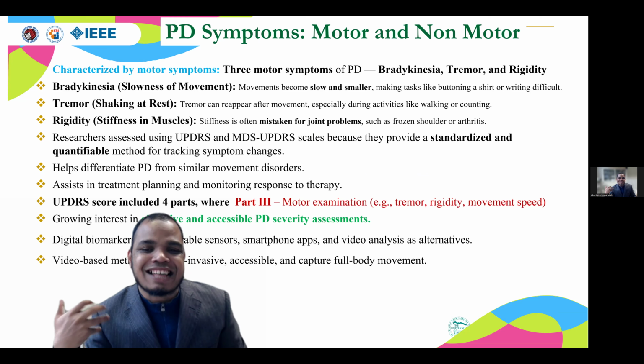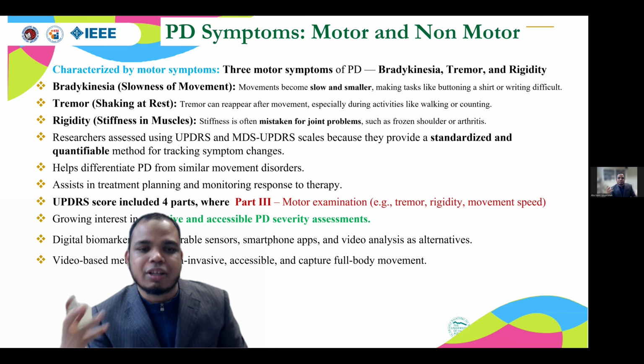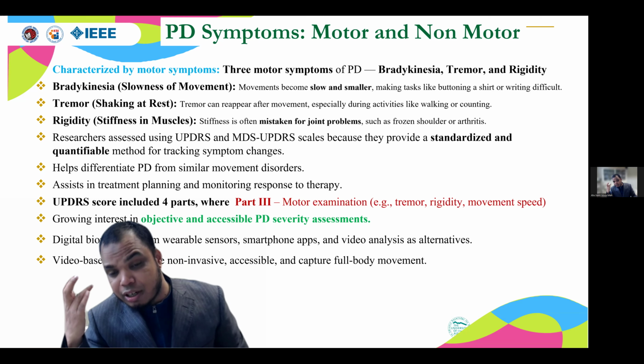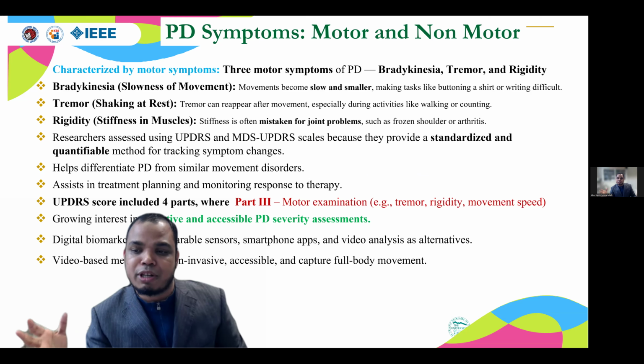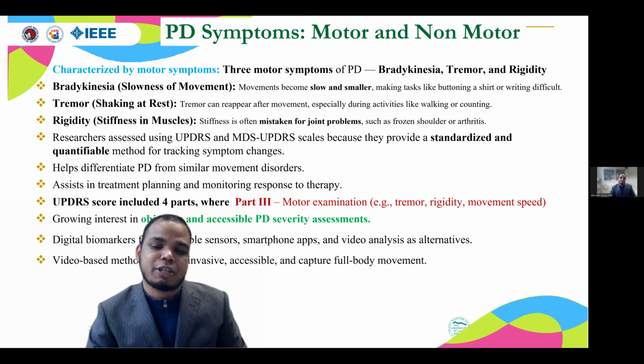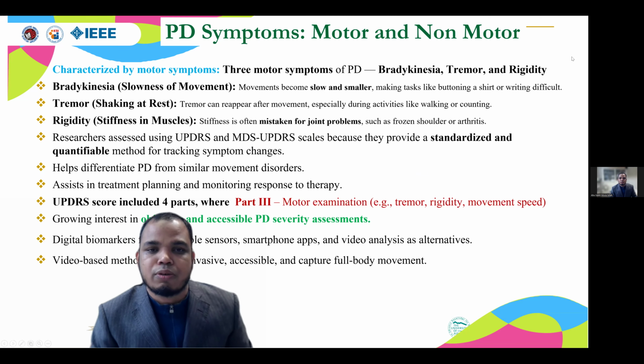Researchers mainly assess Parkinson's disease based on the UPDRS score. This is one kind of score that helps doctors or researchers differentiate PD from similar movement disorders. The UPDRS mainly includes four parts. Among them, part three covers the motor examination, which includes bradykinesia, movement speed, tremor, and rigidity. A growing interest in objective and accessible PD severity assessment inspired us to develop this kind of Parkinson's recognition work.